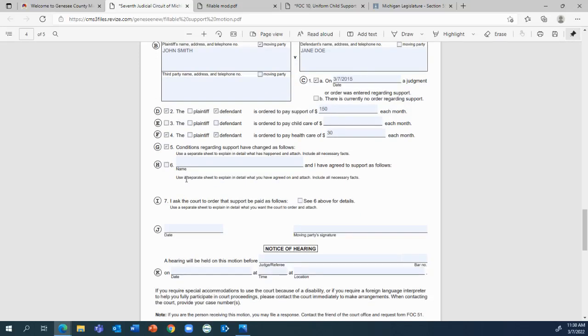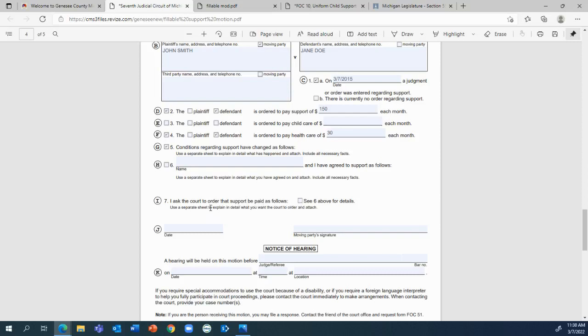Jumping over 6, because like I said, if you've got 6 present, then you're just going to want to reach out to the Genesee County Friend of the Court there. And then 7, I asked the court to order that support be paid as follows.